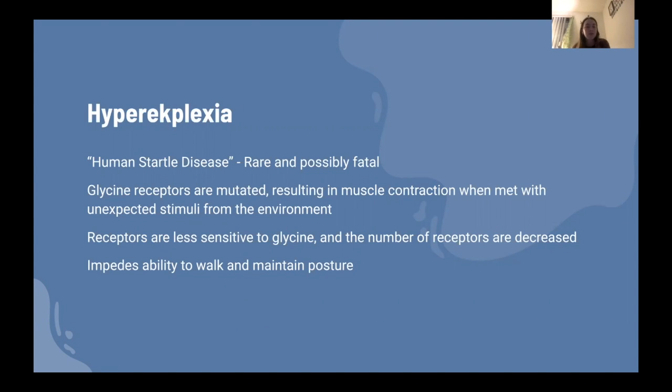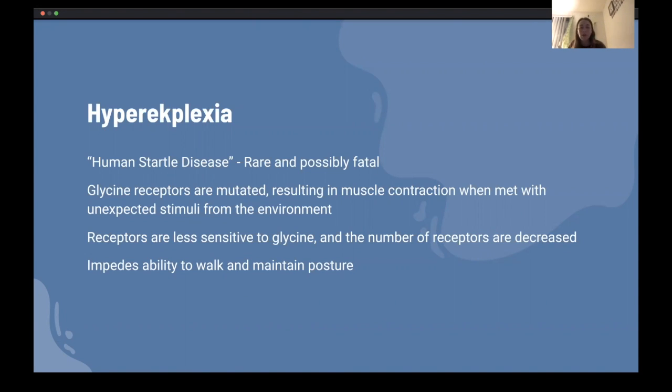So these receptors become less sensitive to glycine, and the number of receptors is just decreased. So the channels aren't passing as many currents through. And this overall impedes the person with this disease, their ability to walk and maintain posture.